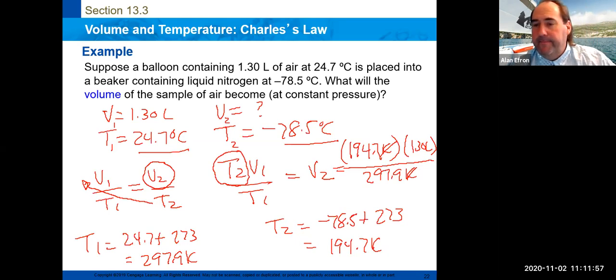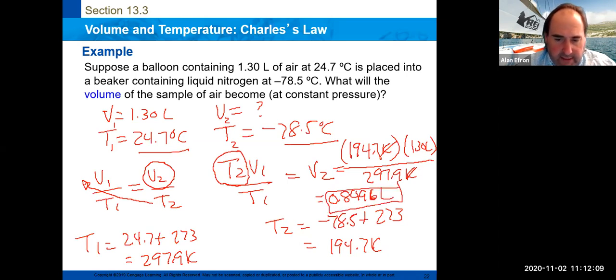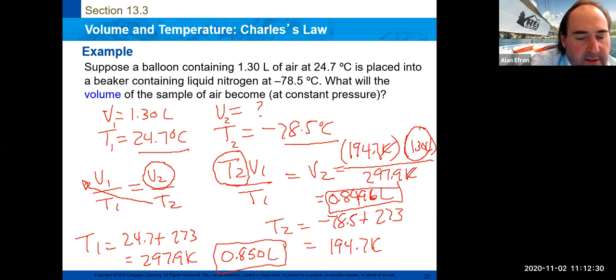Looks like we will end up with 0.8496. And again, here the unit would be liters. Looks like we have 3 sig figs, so we would probably round this. Because we got 3 sig figs off of that number, it looks like probably 0.850 liters would be our right answer there. Any questions on any part of that calculation there?